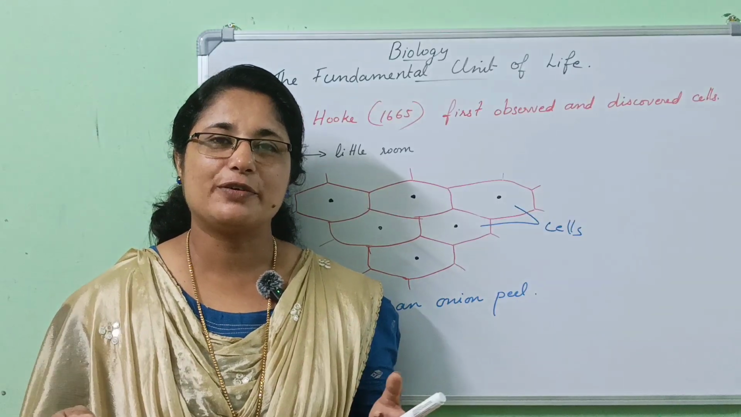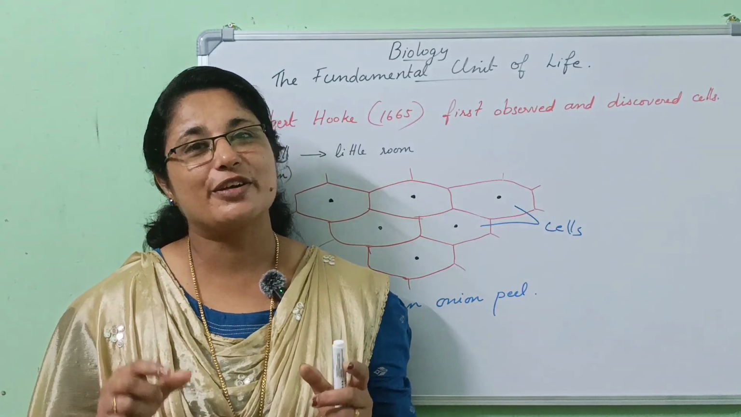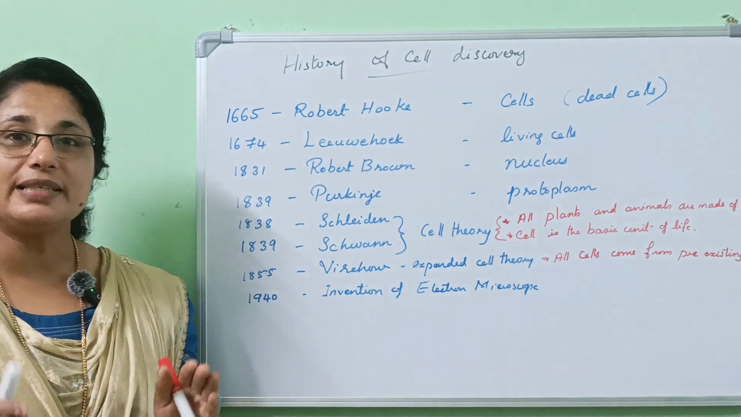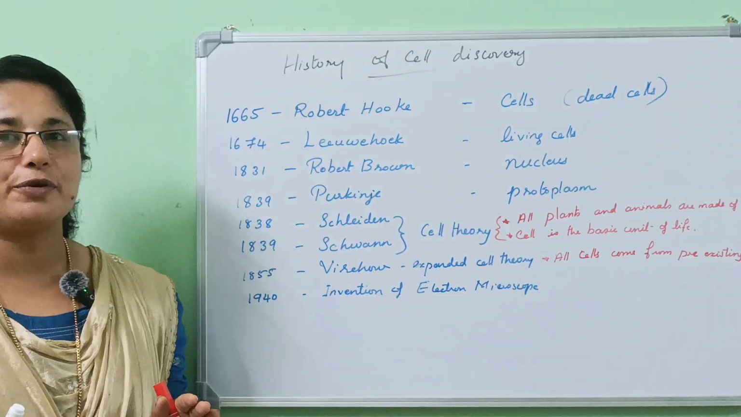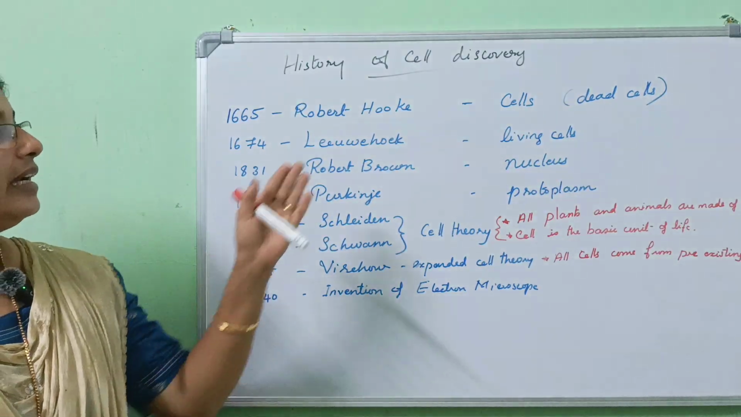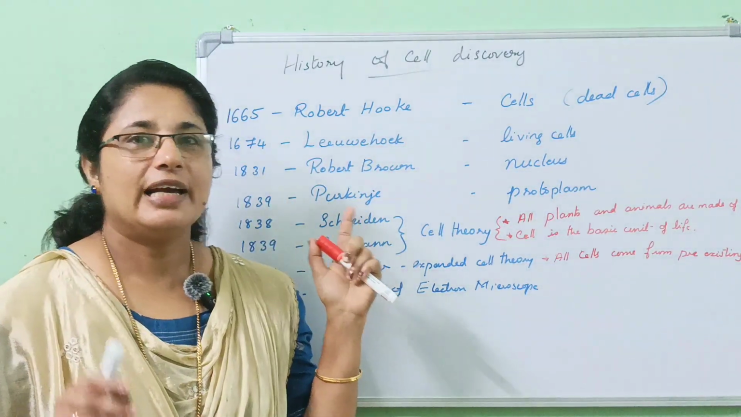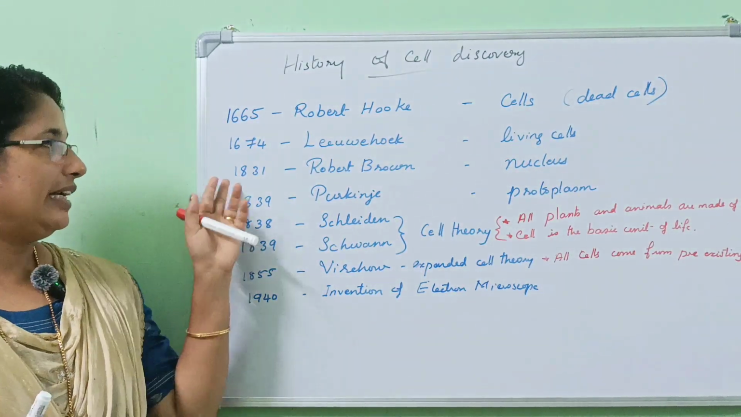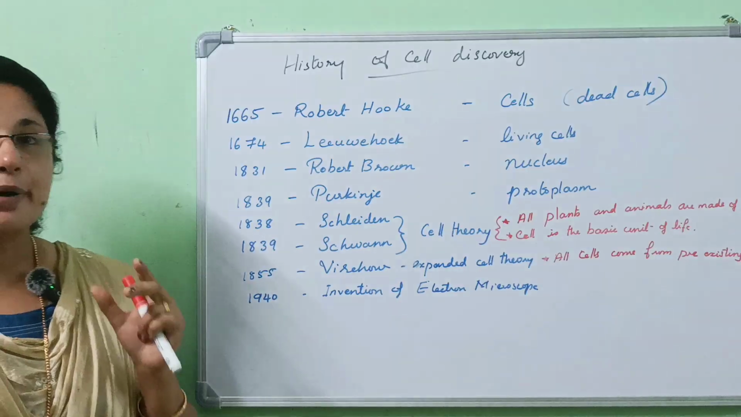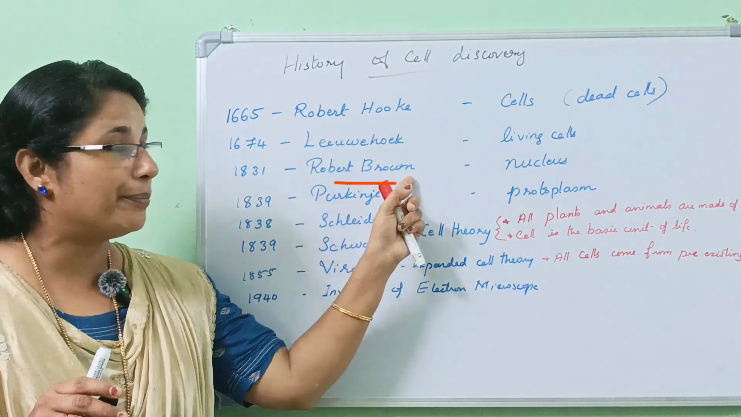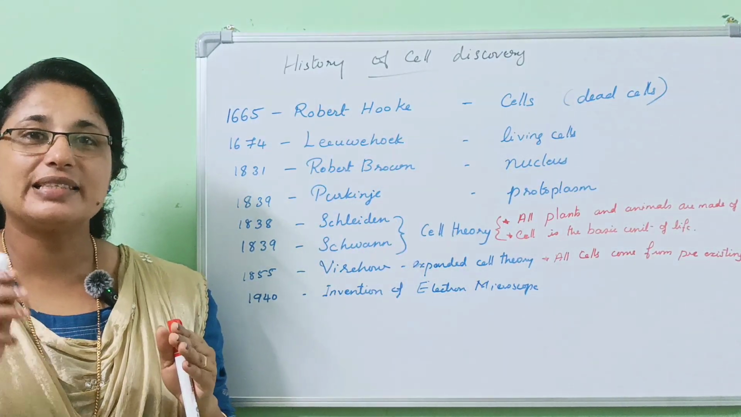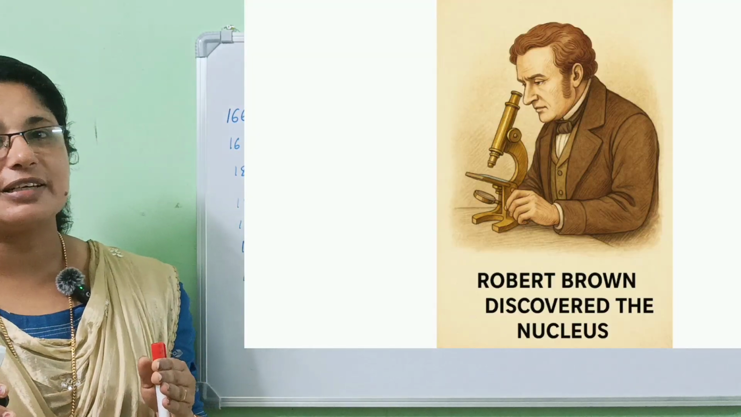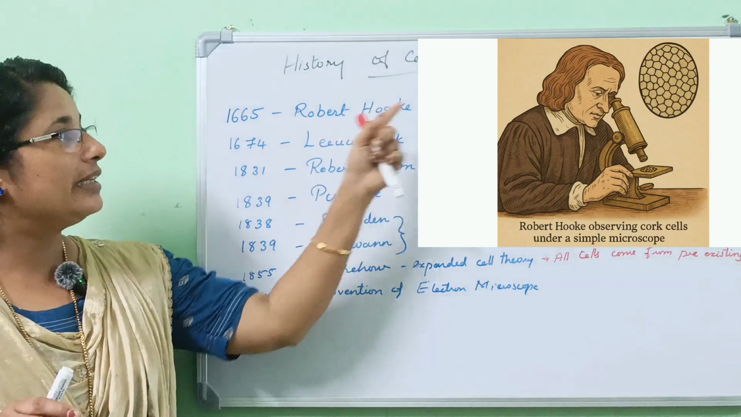But how did we discover all this? Let us take a quick look at the history of cell discovery. In 1665, Robert Hooke observed cells in a cork using a simple microscope, but the cells observed by him were dead cells. In 1674, Leeuwenhoek observed free living cells in pond water. In 1831, Robert Brown, not Robert Hooke, Robert Brown, discovered the nucleus in the cell. So, who discovered the nucleus for the first time? Robert Brown discovered the nucleus and Robert Hooke discovered cells.